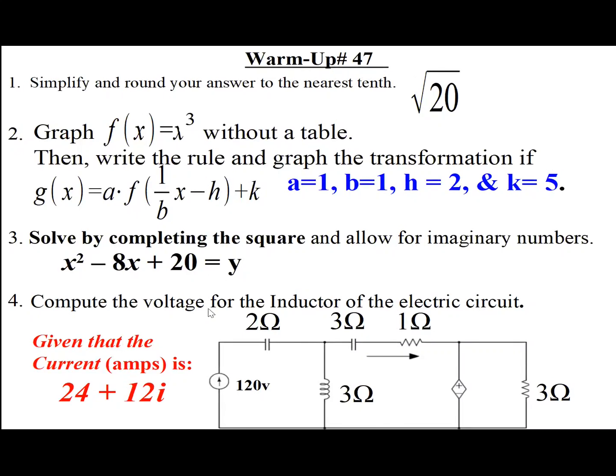And number 4 reads compute the voltage for the inductor of the electric circuit. And they give you a diagram. Make sure you copy the diagram. And given that the current amps is 24 plus 12i, make sure you use that as part of your formula and compute the voltage going through the inductor.